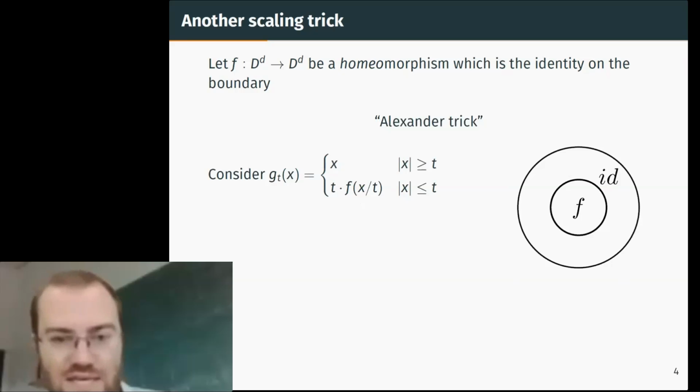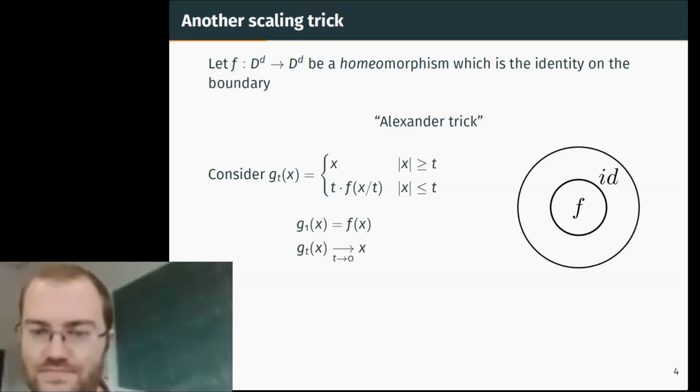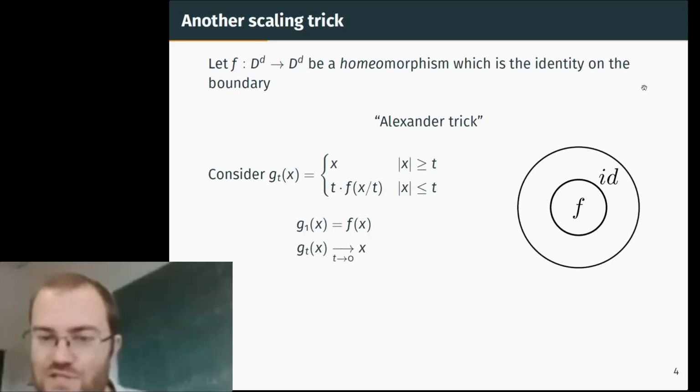And when t is 1, this is clearly f. But when t is 0, or in the limit as t goes to 0, we just get the identity map. Right? At any point that's not at the very, very center, that's completely obvious, because the support of this homeomorphism is getting smaller and smaller and will eventually miss that point. And you can check that because I put this prefactor of t, it also converges to 0 at 0.